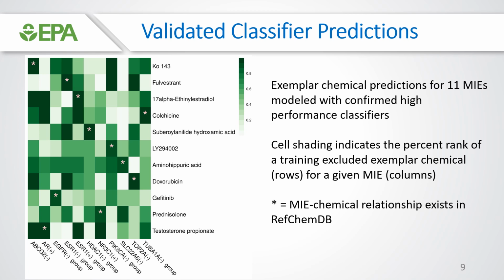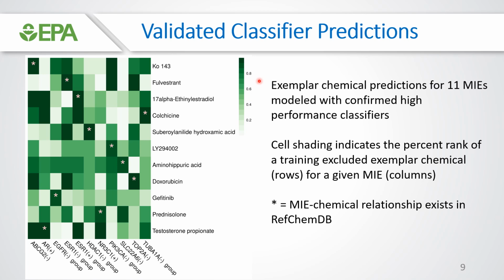This final figure shows the prediction scores for the high-performance classifiers against the corresponding exemplar chemicals. The columns correspond to classifiers, with the MIE labeled at the bottom, and the rows correspond to the exemplar chemicals. Cells marked with an asterisk denote the exemplar chemical for each MIE, and the shading indicates the percentile rank of the prediction for that classifier against that chemical.